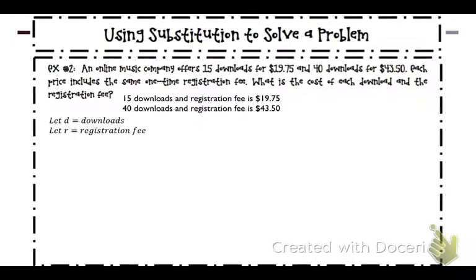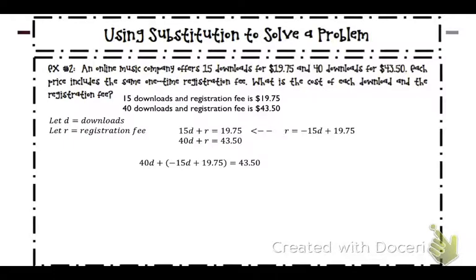So if I change those to sentences, first I'm going to let D equal downloads, and I'm going to let R equal registration fee. So that's going to be 15D, because 15 downloads, plus the registration fee, so plus R, equals $19.75. And then 40D, because 40 downloads plus the registration fee equals $43.50. Okay, so I have my two equations, I have two variables, so I can solve this. I'm going to solve the first equation for R. So I get R equals negative 15D plus 1975. And I'm going to plug that into the second equation.